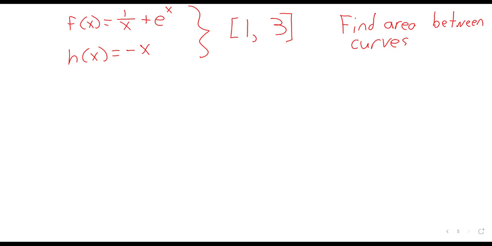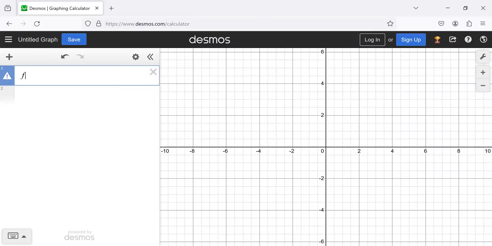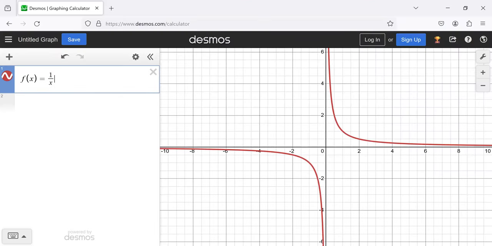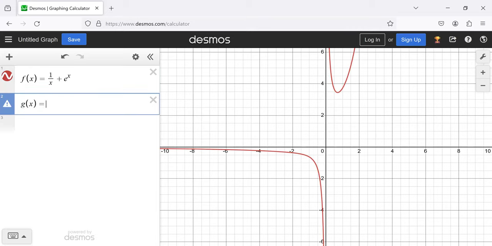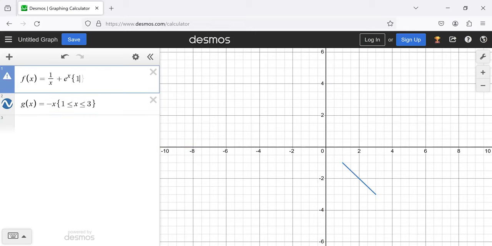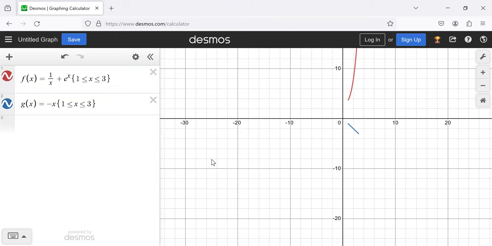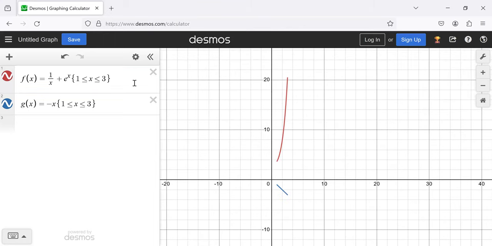is graphically. F of x equals 1/x + e to the x. G of x is negative x. We're looking at both of these between 1 and 3. And we do see our presumed intuition is correct. This function, where everything is positive, is bigger, and this function, where everything is negative, is smaller.